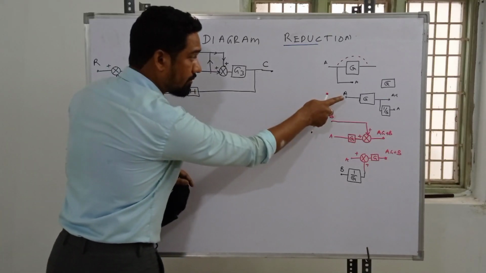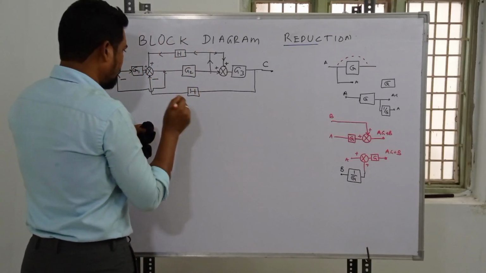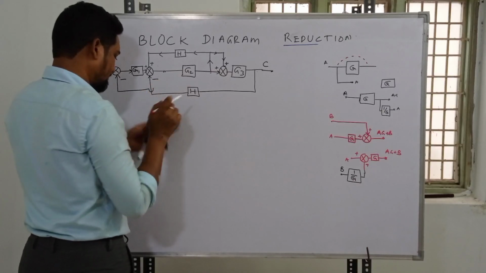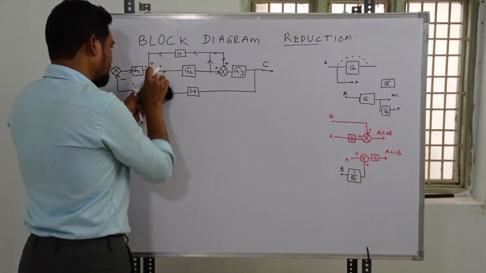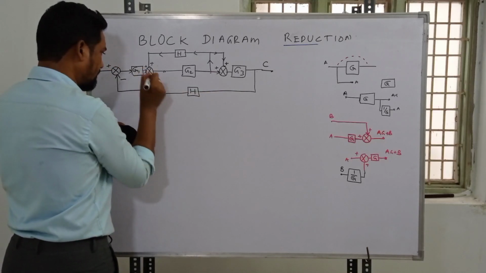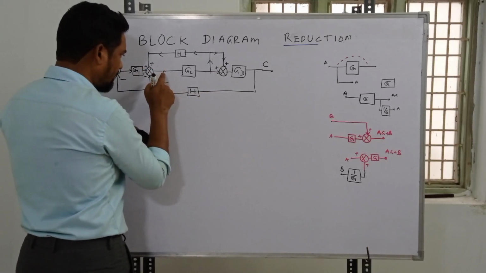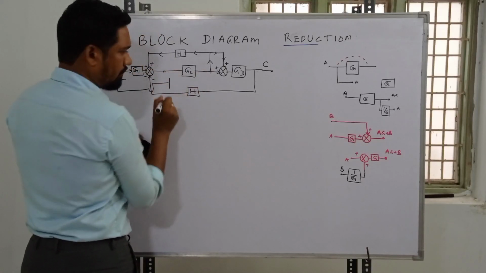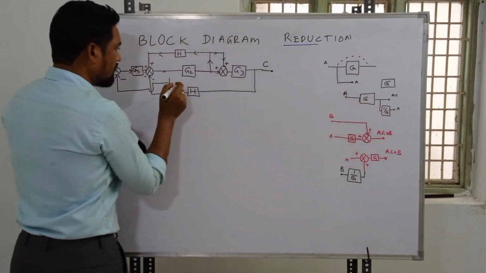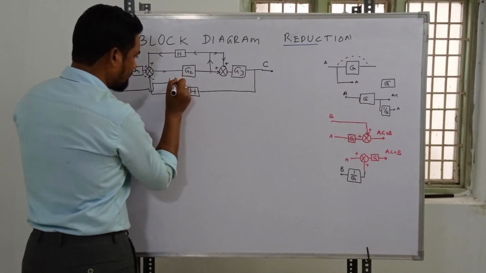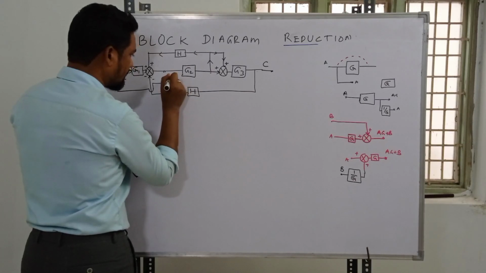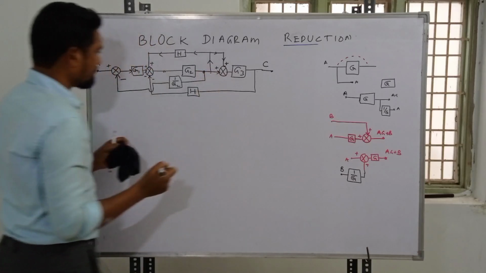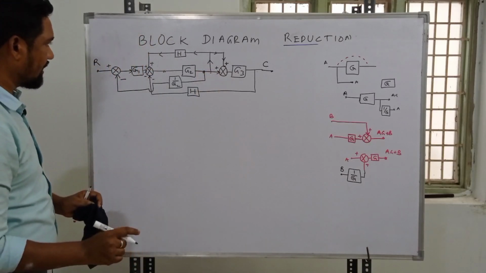So according to that reduction rule, if we have to shift this takeoff point to that side, guys, it's a negative feedback, it's coming back. So what is to be done? The takeoff point which was here should be shifted to this side, isn't it? So we need to introduce a block with the transmittance according to this one. It should be 1 by G2, isn't it? Yeah, we are done with that one.